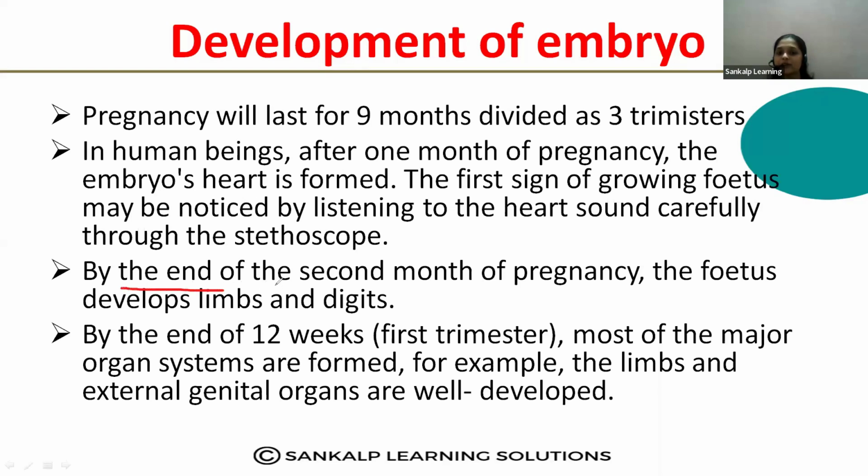Next, by the end of the second month of the pregnancy, the fetus develops the limbs and digits. So when it completes the 2 months, it forms the limbs and digits. Limbs formation ಆಗತ್ತೆ, digits ಅಲ್ವಾ? Limbs and digits form after the second month of the pregnancy. This is also the second important point.